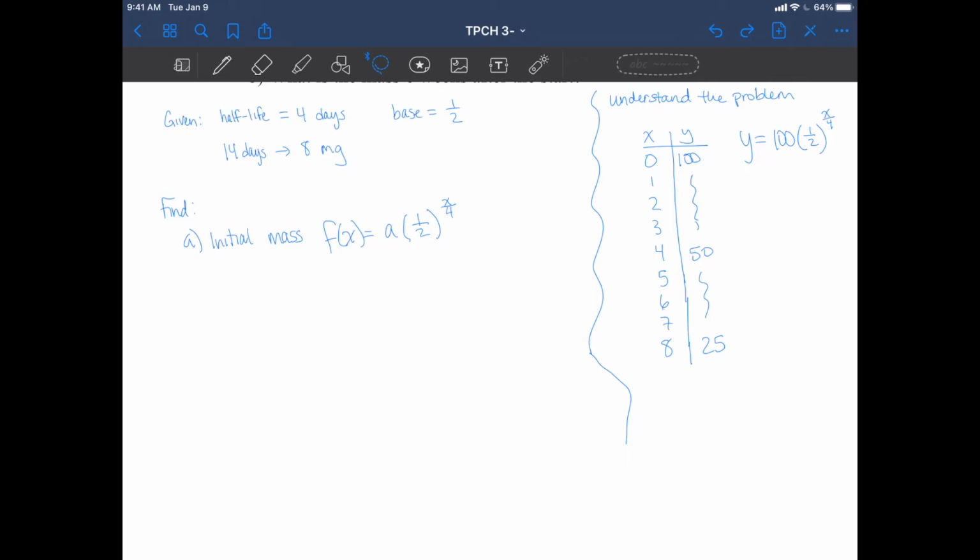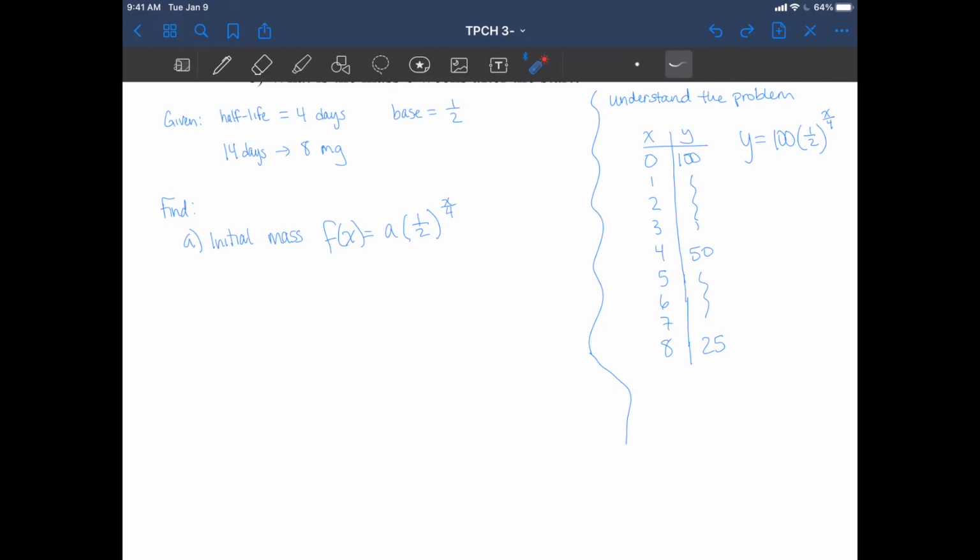Okay, but I do know that there's a half-life of 4 days. That means the base is going to be 1/2, and my exponent is going to be x divided by 4, okay, where this value down here in the denominator is how long it takes for something to decay by half. Okay, that's this information right here. So now that I have that, another piece of information that I know is that after 14 days, I have 8 milligrams. So what I'm going to do, actually, let me just go ahead and define my variables.